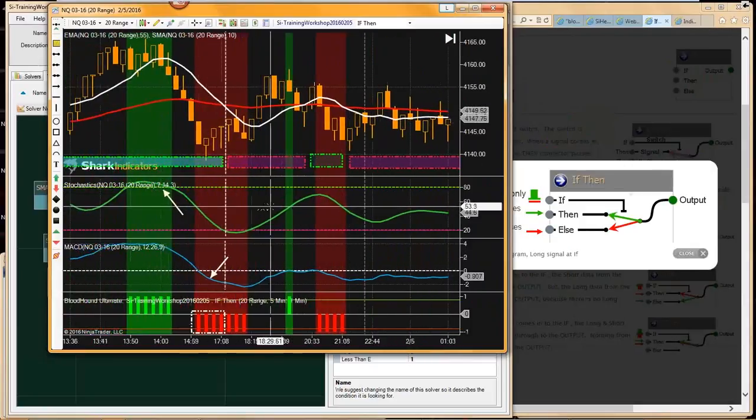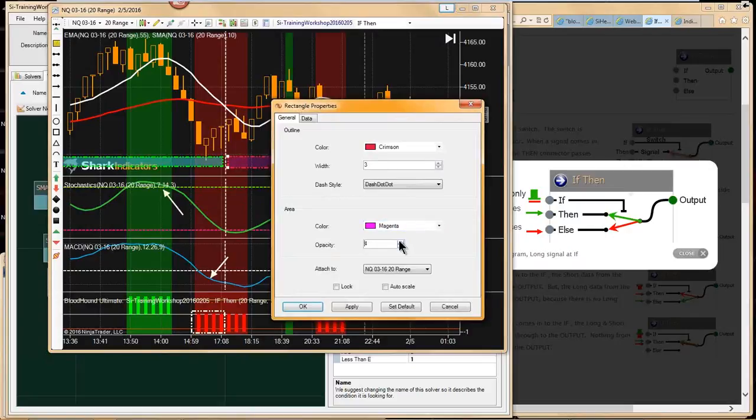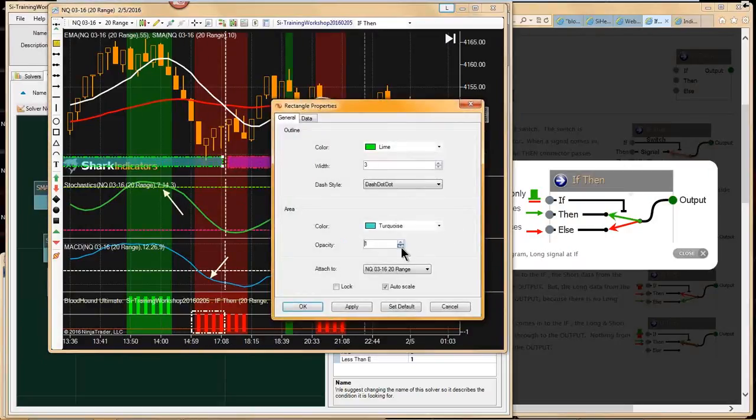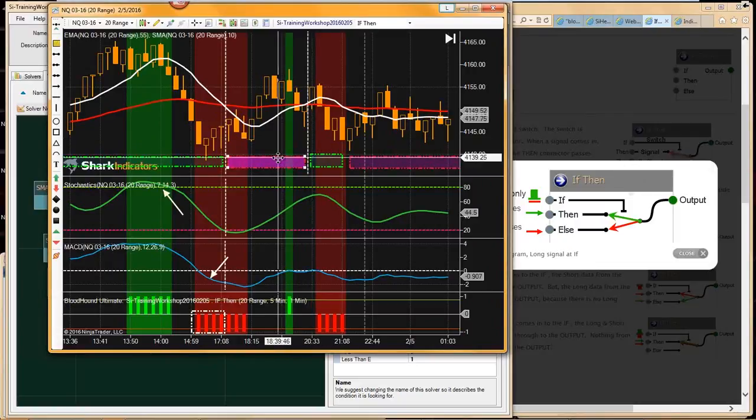Alright, let's take a look at the next block here. So let's take a look at this block. Okay, so this area, right, we've got short signals, remember, so this means that we've got short signals coming into the if connector, to the if node.